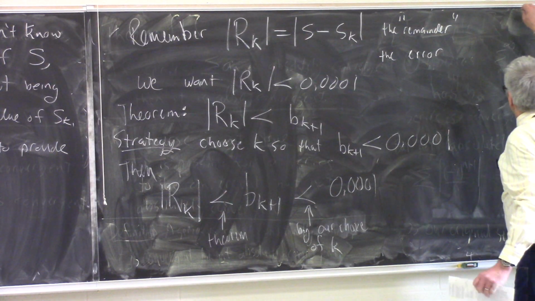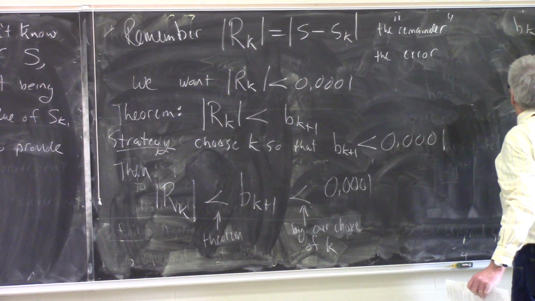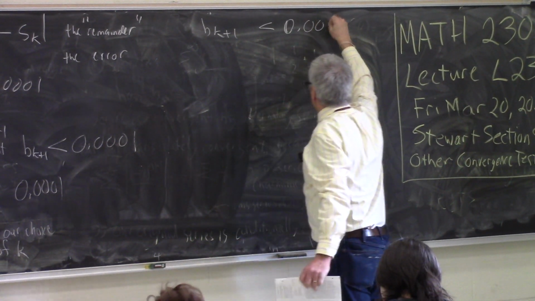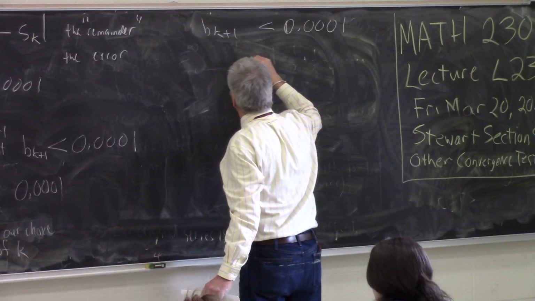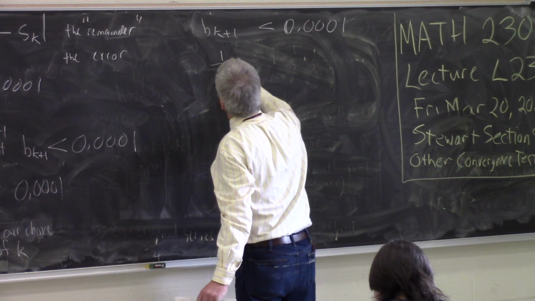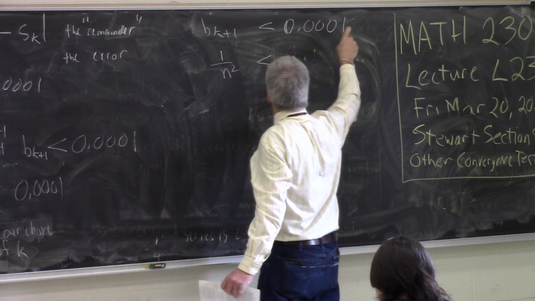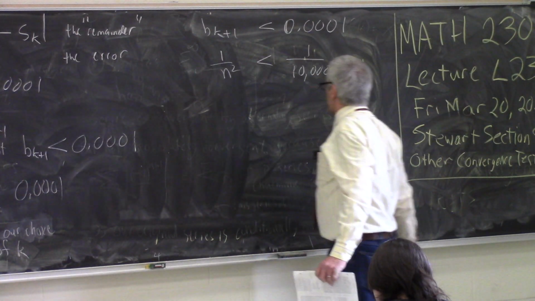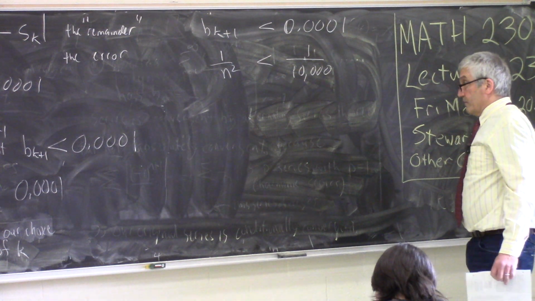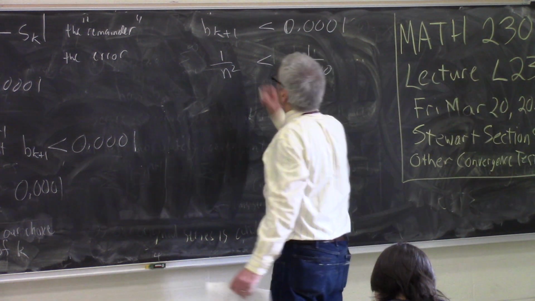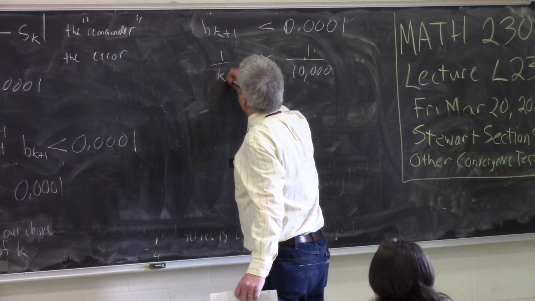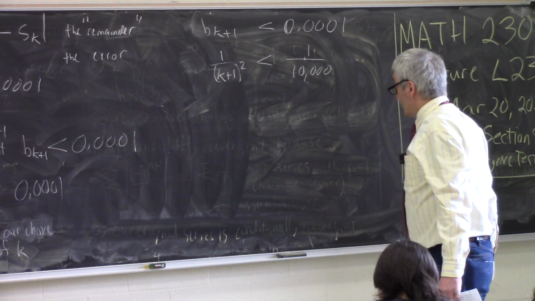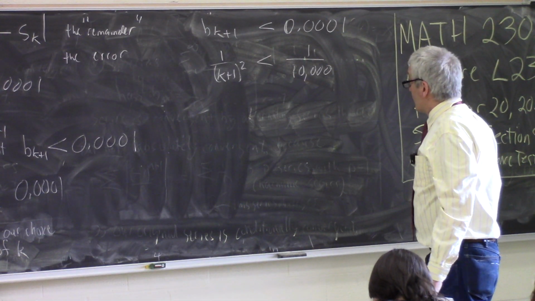We have B_{k+1} has to be less than 0.0001. So 1 over n squared has to be less than, now remember, 0.0001 is 1 over 10,000. Oh, and this should be (k+1) squared. So 1 over (k+1) squared has to be less than 1 over 10,000.